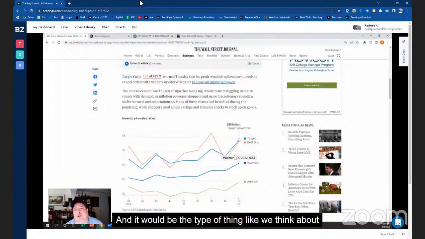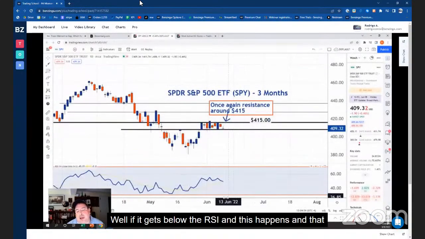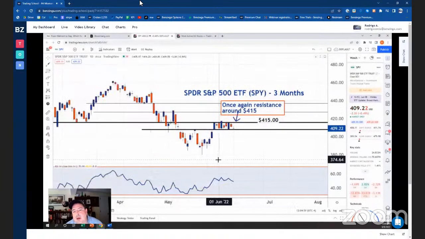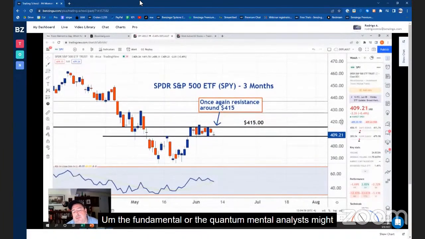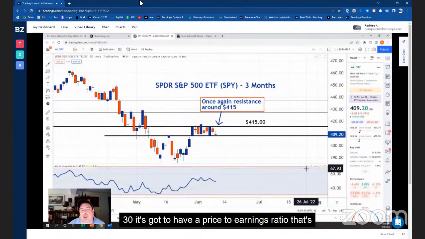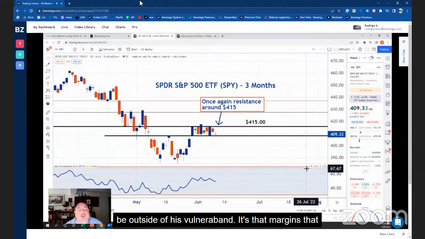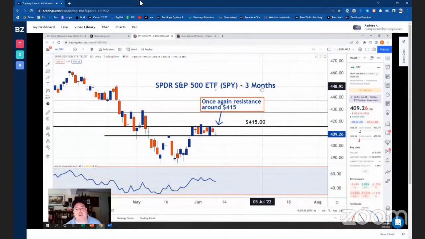It would be the type of thing like we think about with our trading models, right? Where we talk about, all right, if it gets below the RSI and this happens and that happens, blah, blah, blah. The quantamental analyst might say, here is my set of parameters to buy something. It's got to have an RSI below 30. It's got to have a price to earnings ratio below 10. Maybe it's got to be outside of its Bollinger Band. It's got margins that are growing at X percent a year. So this is the type of thing that fundamental analysts look at.